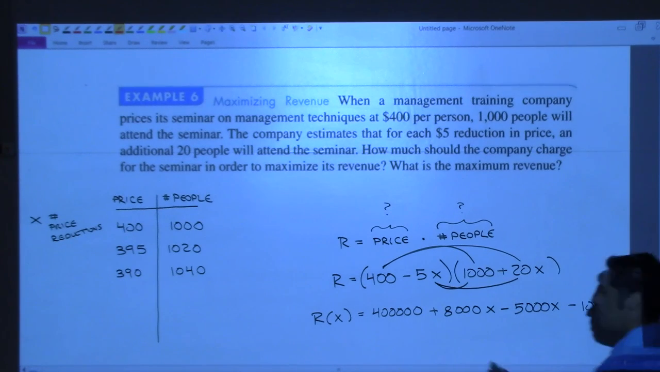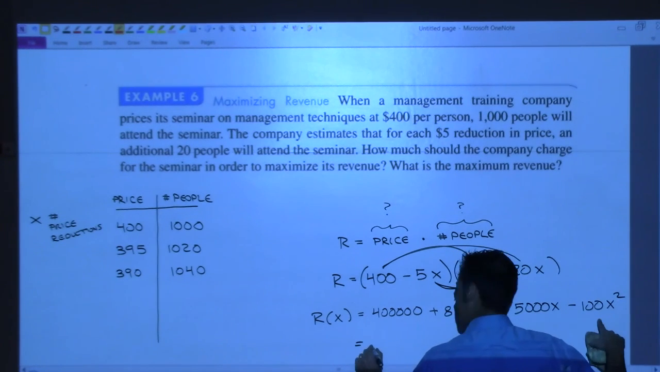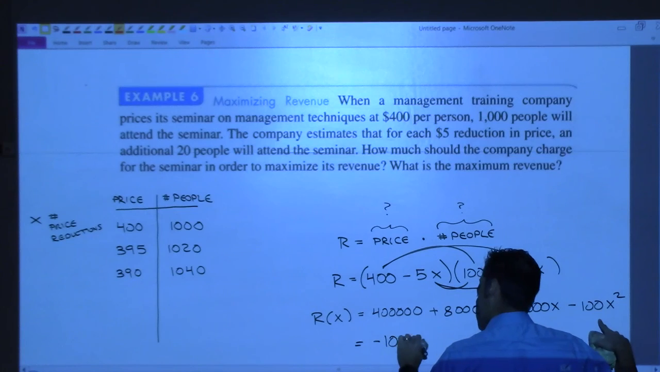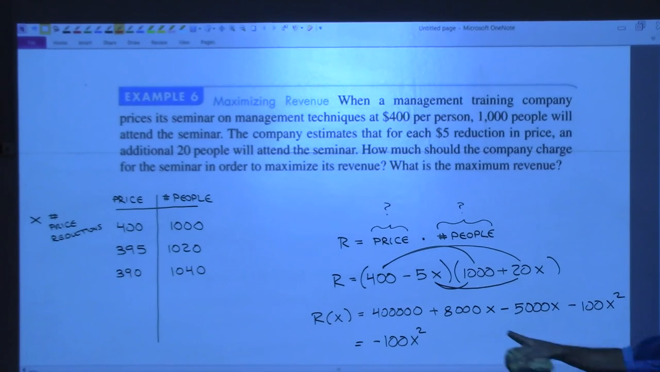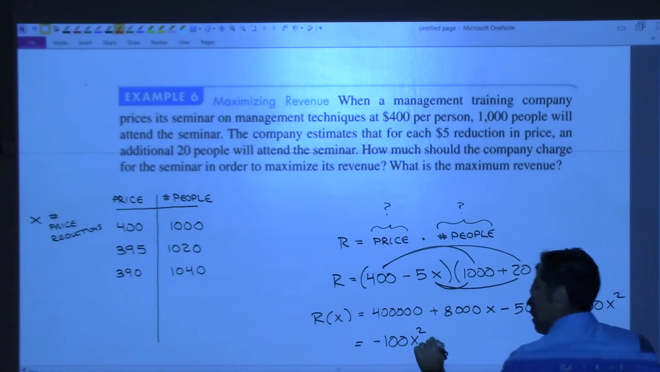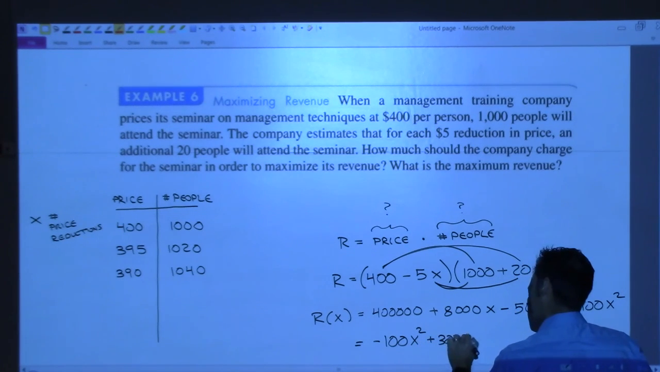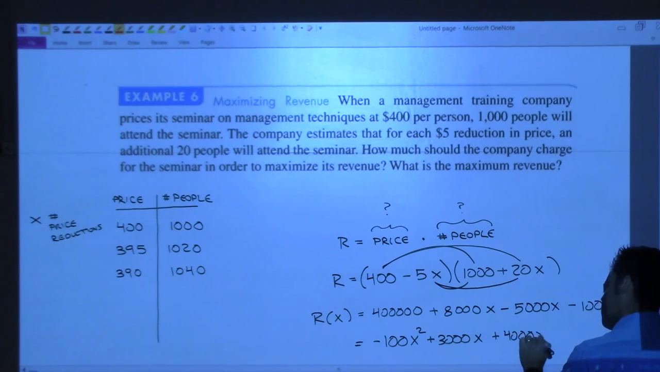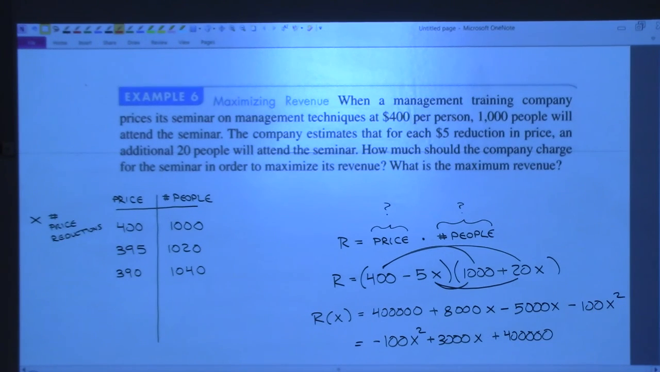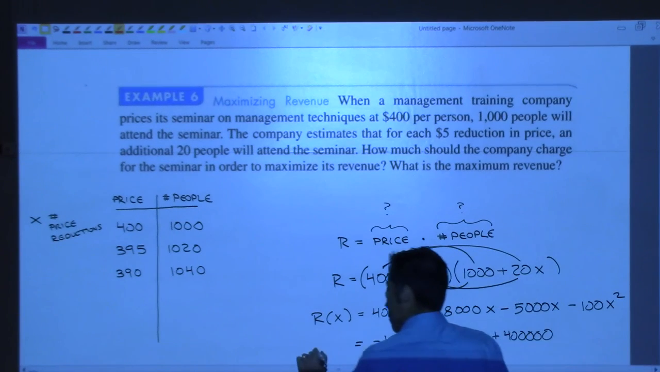And let me clean it up. I'm also going to put it in descending order. I'm going to put the highest power of x first. You don't have to do that. I'm doing it because it's habit. 8,000 minus 5,000 is 3,000x. And then plus 400,000. There we go. With me? Okay, this is our revenue function.